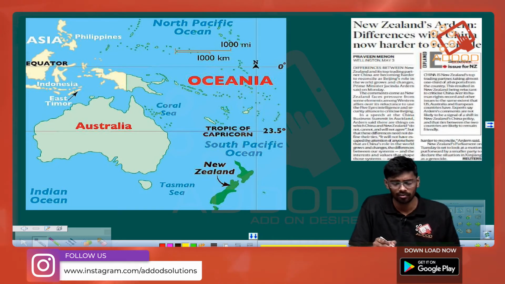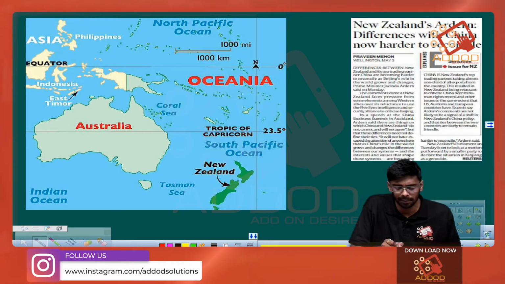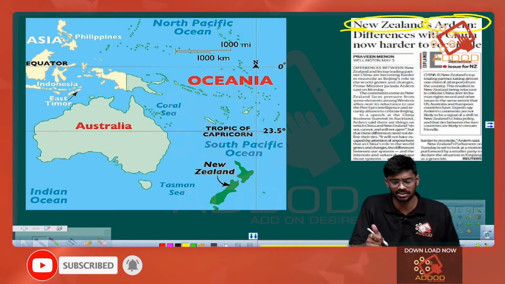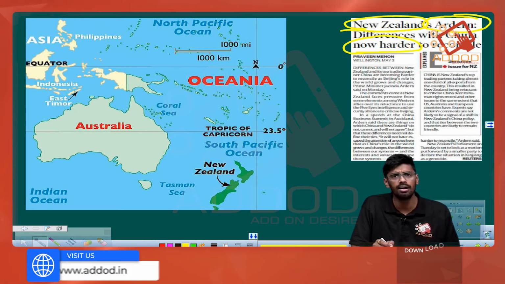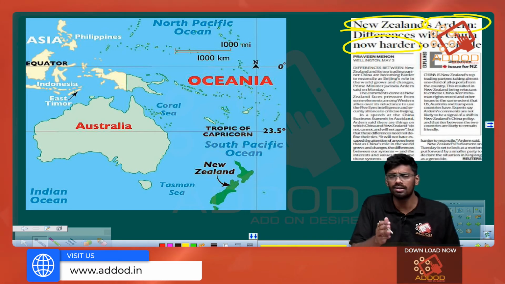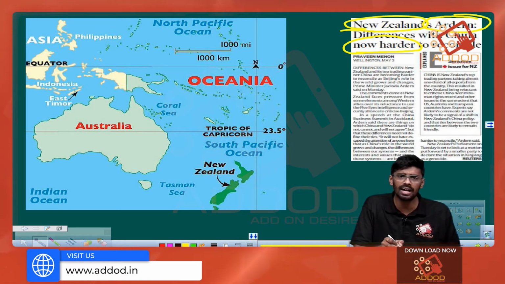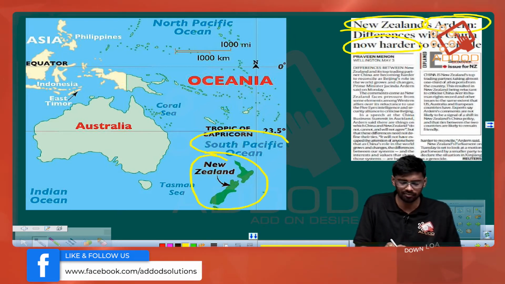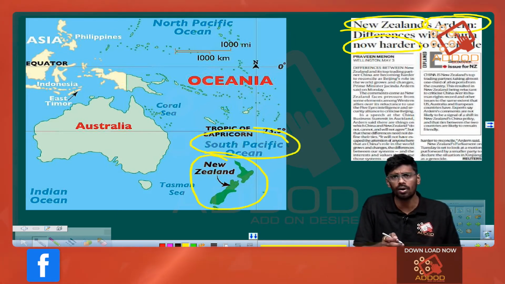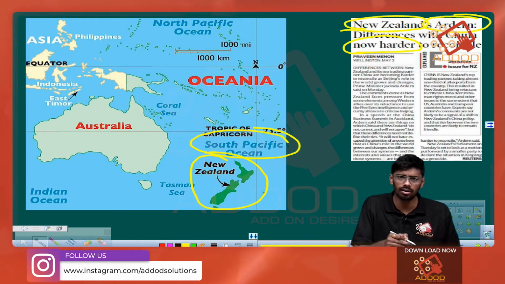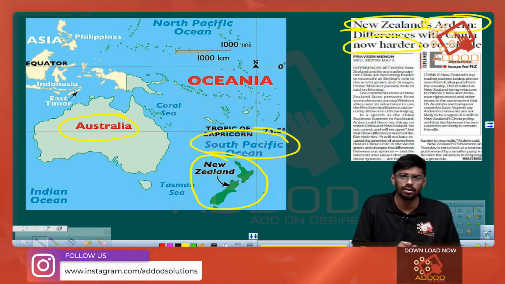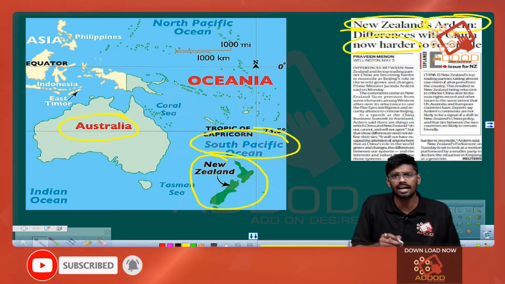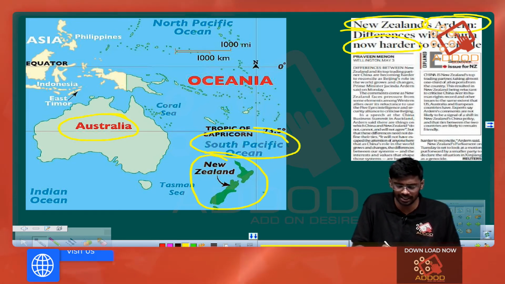Next, we have an article where the New Zealand Prime Minister, Miss Ardern, has stated that the differences with China are now harder to reconcile. So, we'll see where the country New Zealand is. New Zealand exists in the South Pacific Ocean, and it is bordering the maritime border country of Australia. You can see in this image where New Zealand is, and you can see where Australia is. The capital of New Zealand is Wellington.